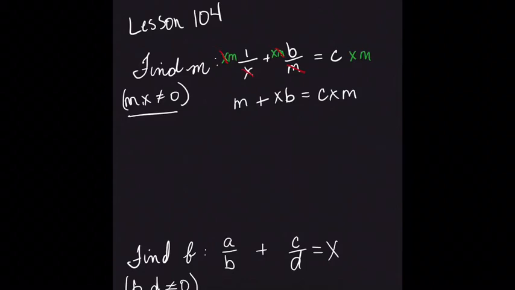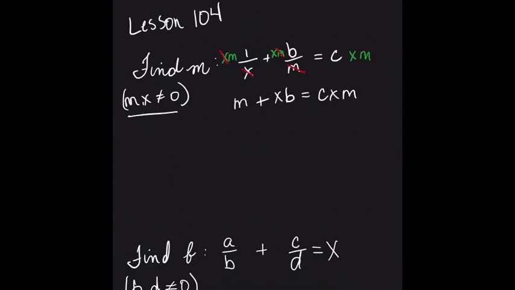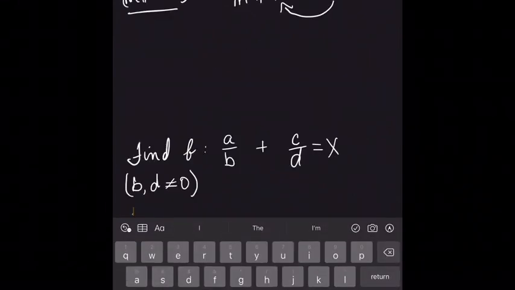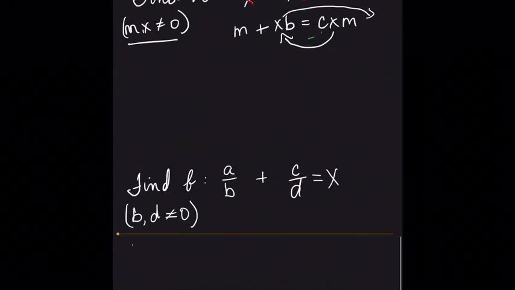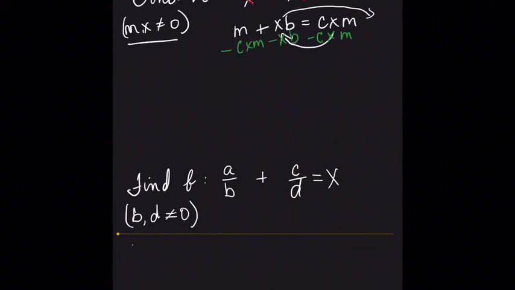All right, so we want all of our m's to be together. So let's bring cxm over here and move xb over there using subtraction for both of them. Let's go ahead and show what we're doing here. I'm going to use another color. So we're going to show subtracting cxm from both sides and subtracting xb from both sides.